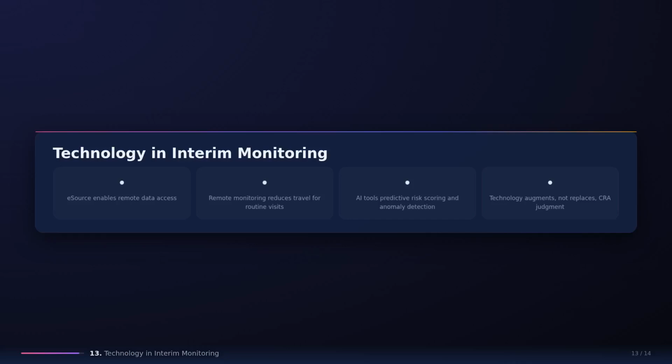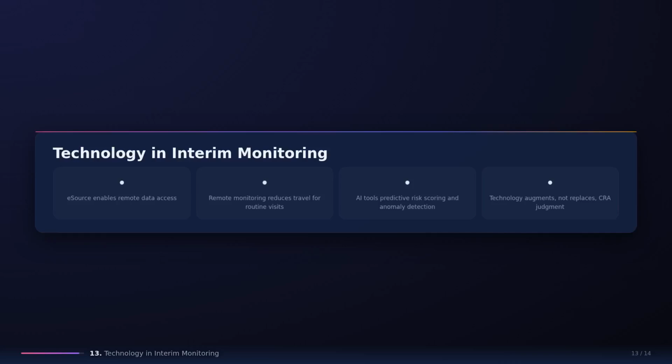Technology is transforming how interim monitoring is conducted. Electronic source data allows monitors to access medical records remotely, reducing on-site time. Remote monitoring, performing SDV and regulatory review through secure portals and video calls, became routine during the pandemic and remains a powerful tool for low-risk sites and routine visits.